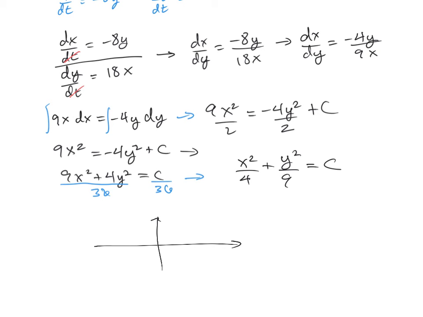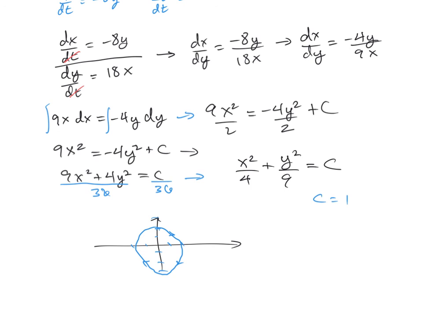Now, since we don't know the value of c, we really can't say it's an ellipse, but if we set c equal to 1, then we know for sure it is an ellipse, and we know that we can go out 2 places on the x-axis and 3 places on the y-axis, and we will have our elliptical solutions, which may either go like this or vice versa. But that is our phase portrait.